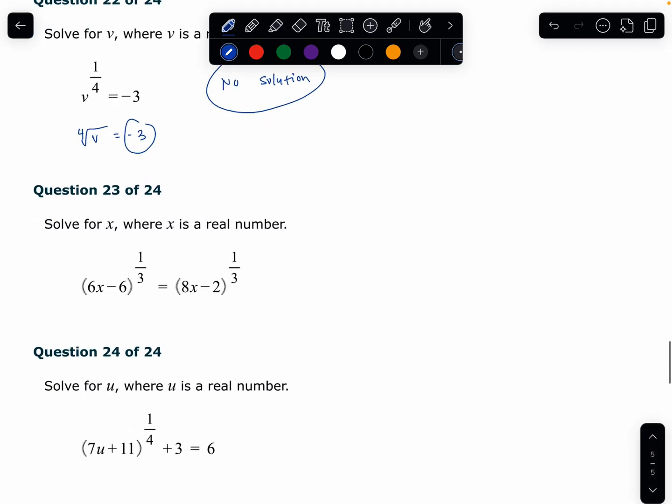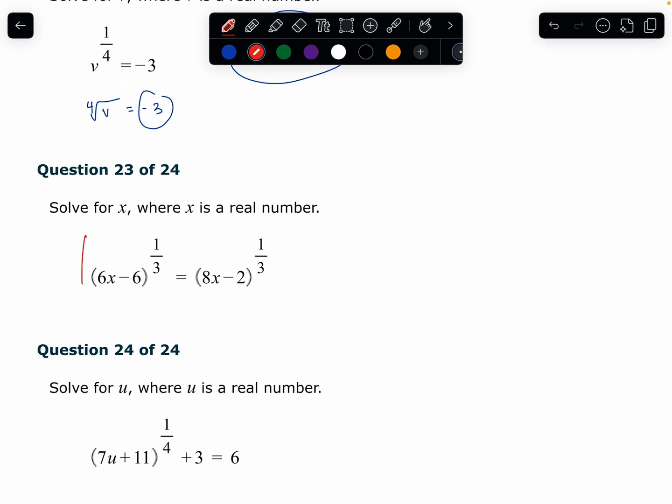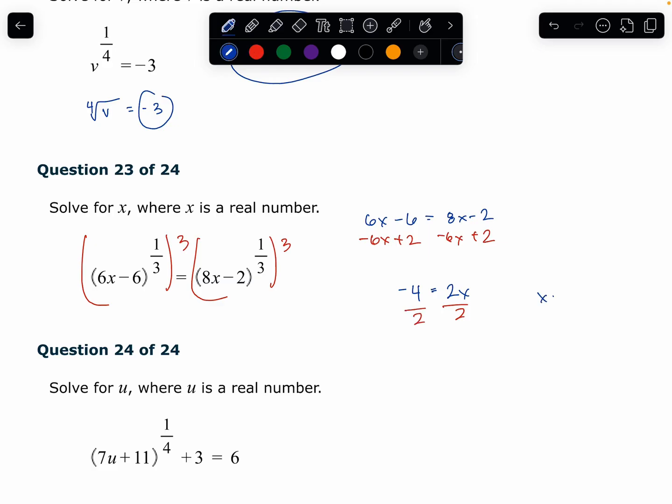For 23, we are going to cube both sides since we have a power of 1/3. That's going to end up being 6x minus 6 equal to 8x minus 2. And then I'm going to subtract 6x from both sides and add 2 to both sides. So I'm going to end up with -4 is equal to 2x. I'm going to divide both sides by 2. I should get x is equal to -2.